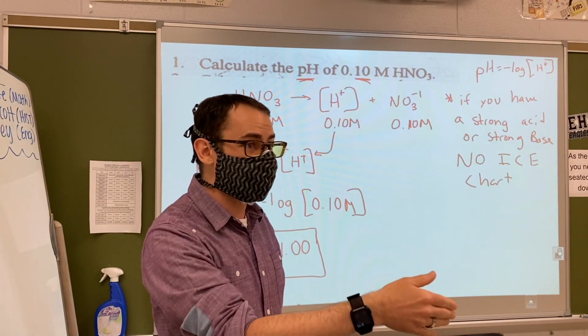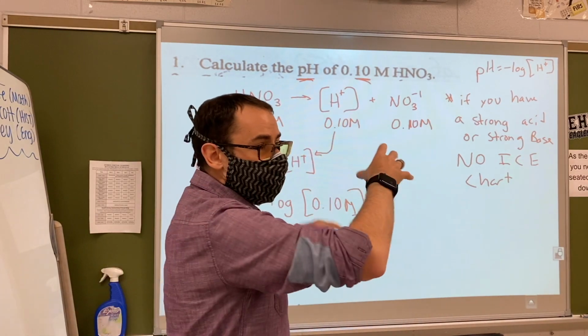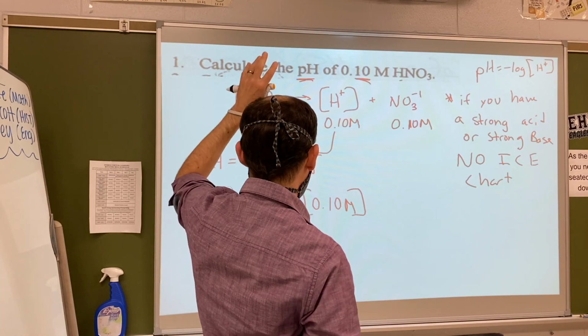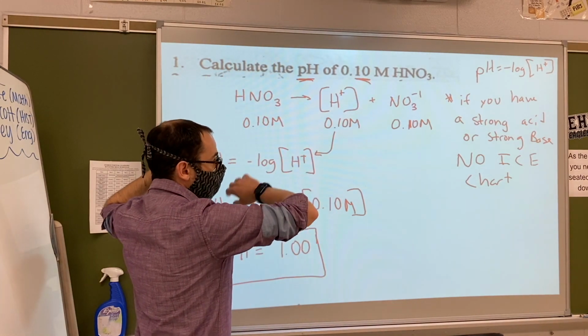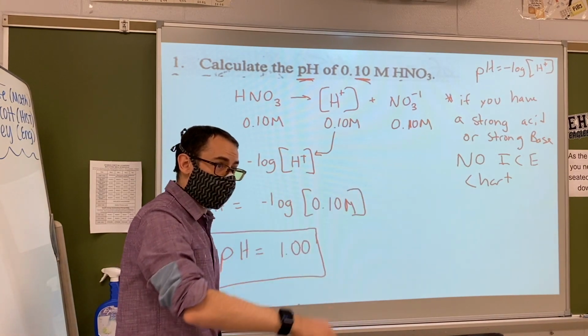So even though in this chapter it was all about ice charts and equilibrium and all that stuff, we're still going to be dealing with pH in here also. So if it's a strong acid, that's it. You don't have to do an ice chart. You don't have to do all that extra stuff. You can just solve it kind of like we did a chapter ago. All right?